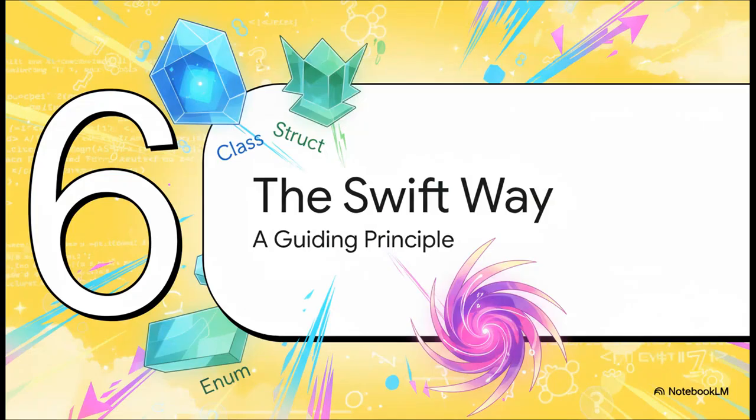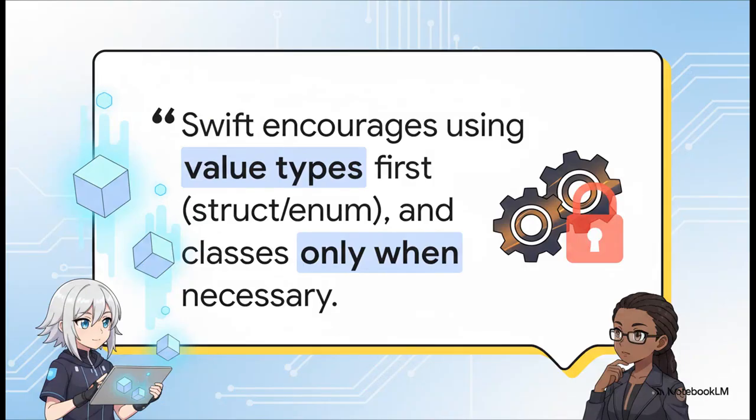And this really brings us to the single most important takeaway from this whole thing. If you only remember one thing from this explainer, please make it this. There is a Swift way of thinking about this problem. And here it is. This is the guiding principle of modern Swift development. Start with a value type, a struct or an enum. Their safety and their performance benefits are just too good to ignore. You should only reach for a class when you have a clear, undeniable reason to, like needing that shared instance or inheritance. This value types first mindset is really at the core of writing safe, efficient Swift code.